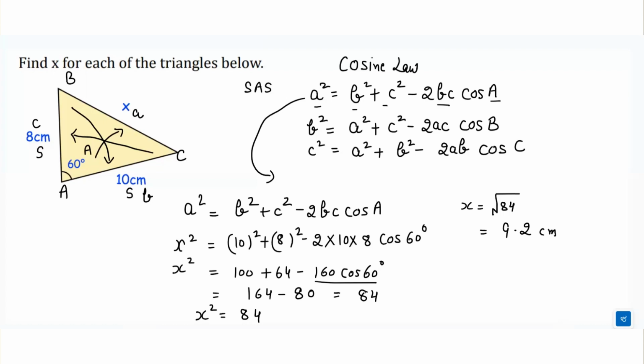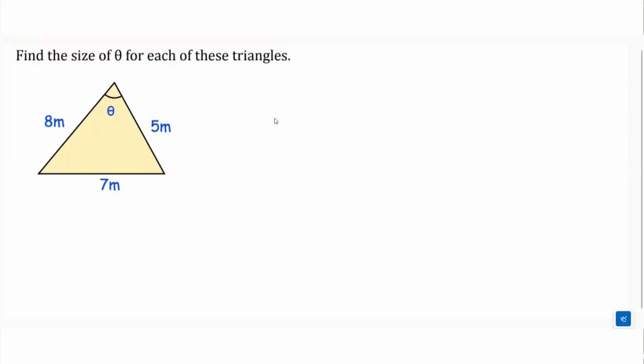Now let's understand another example where we have to find the value of an angle. In this question, sides are given and we have to find the missing angle. So when SSS means sides are given, in that case also we have to use the cosine law.